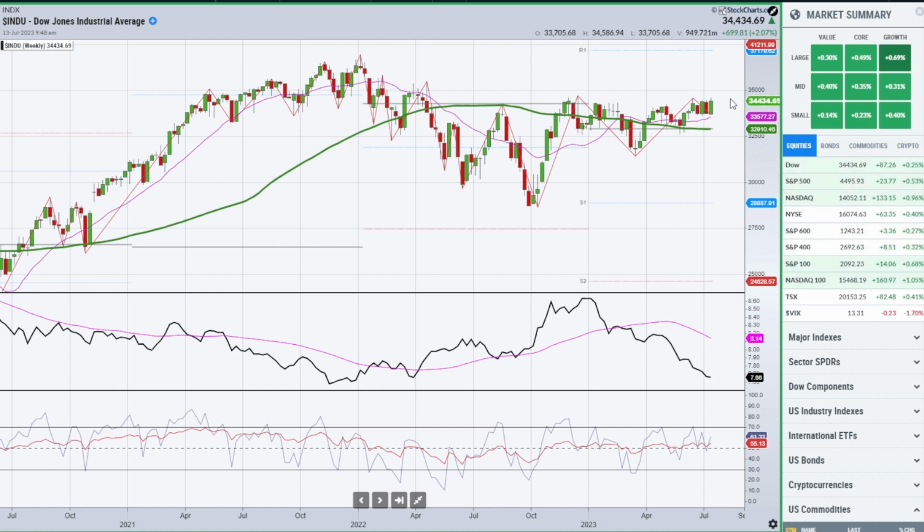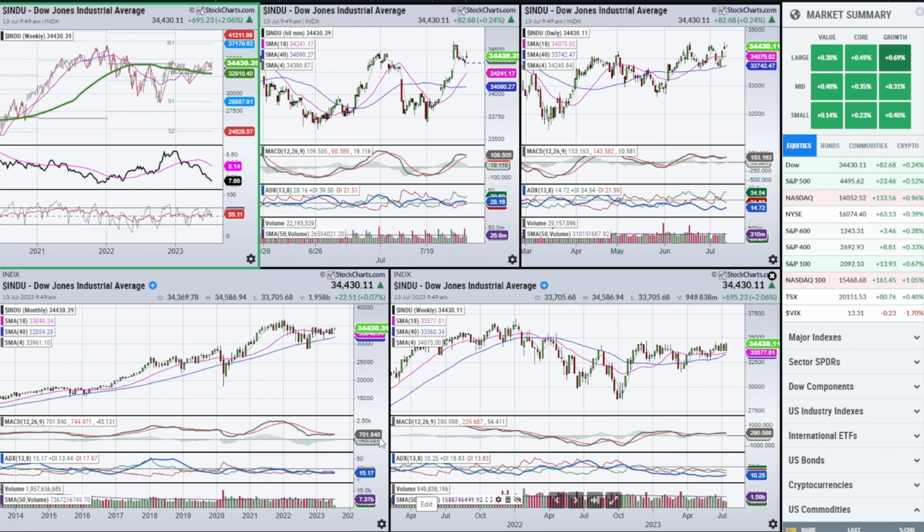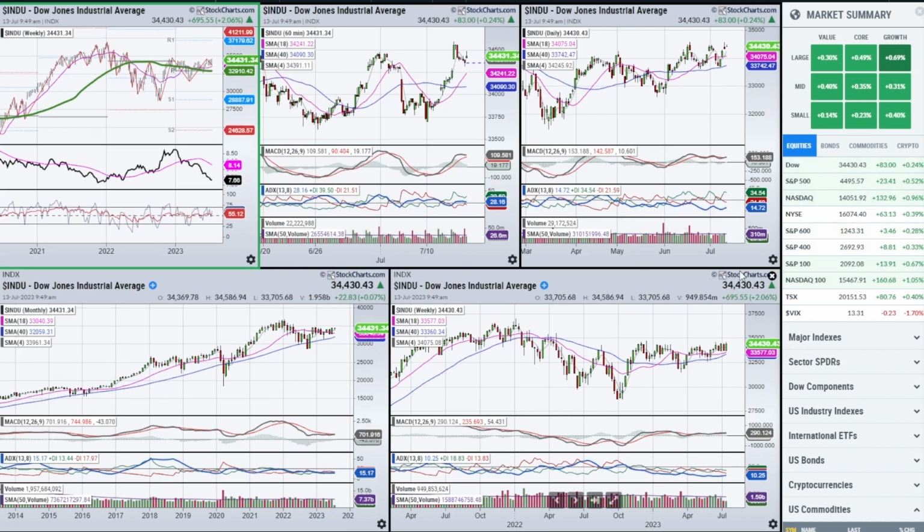So if we can break out here above this area, I would sort of expect to see this line, this black line, this relative line for the Dow, start to show signs of improvement. So something to be on the lookout for.